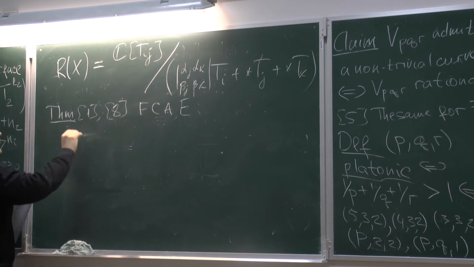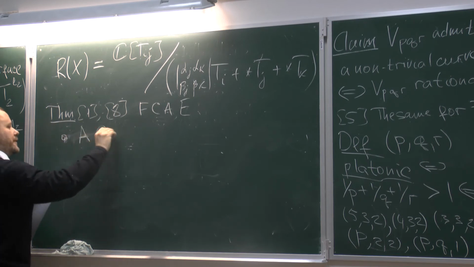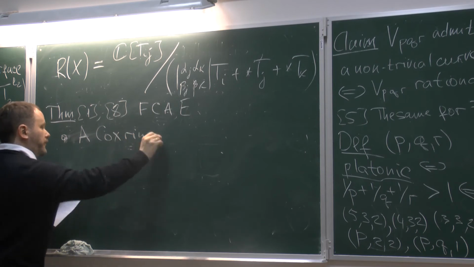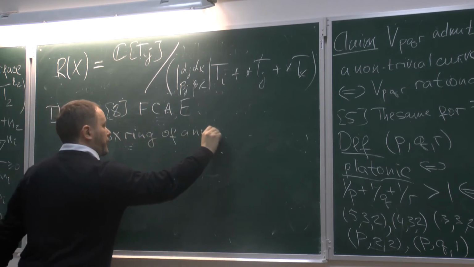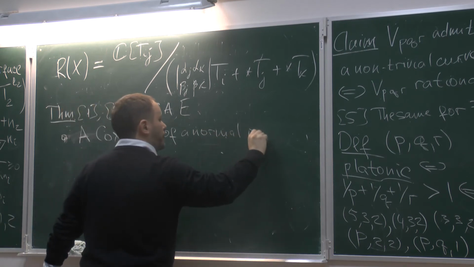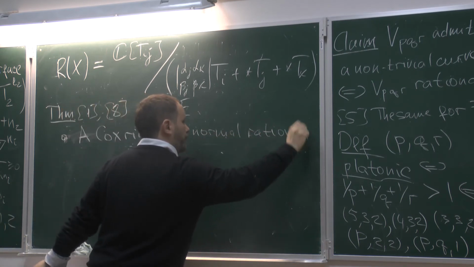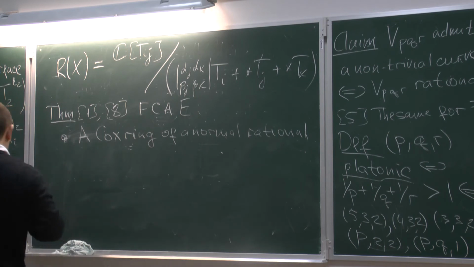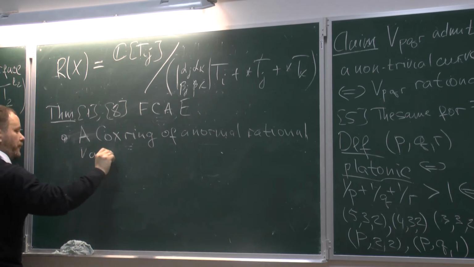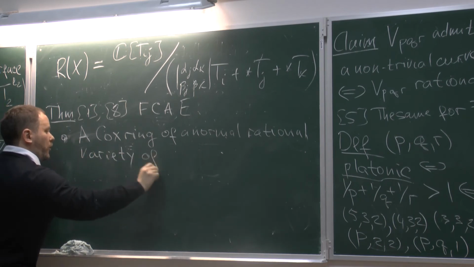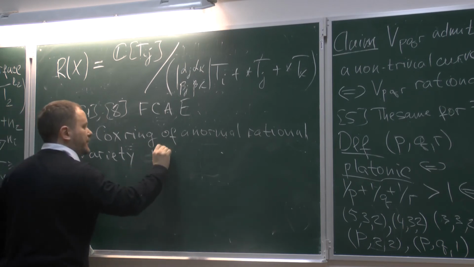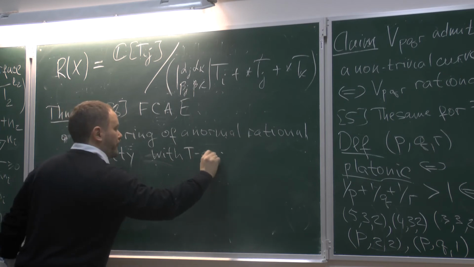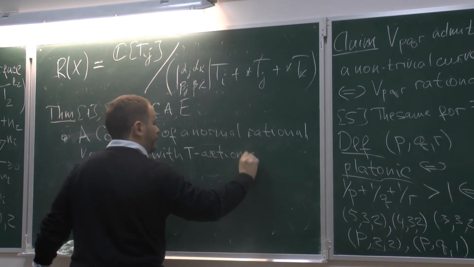Take some algebra A. A is a Cox ring of a normal rational variety of complexity 1 with a torus action, this T action of complexity 1.